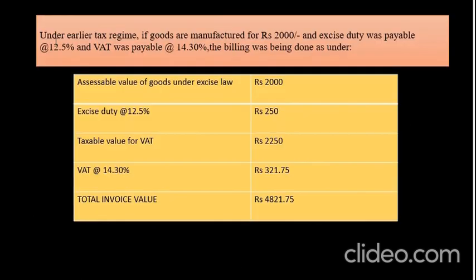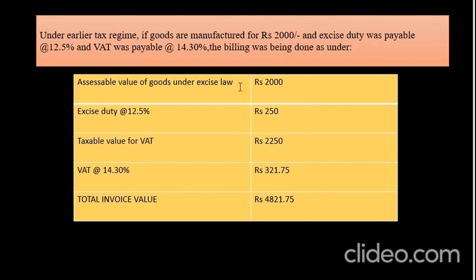So, the first example. This was under the earlier tax regime, that is before GST. If goods are manufactured for rupees 2000 and excise duty was payable at 12.5% and VAT was payable at 14.30%, the billing was done as under. Before GST, as you all know, the indirect taxes were: excise duty was charged on manufacturing goods, and after manufacturing, in the distribution chain, the value added tax was charged.